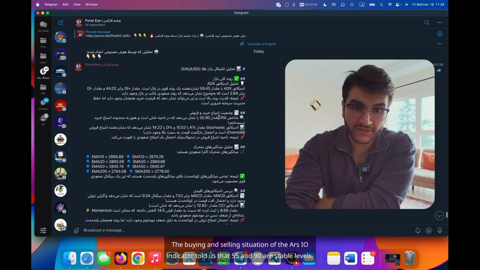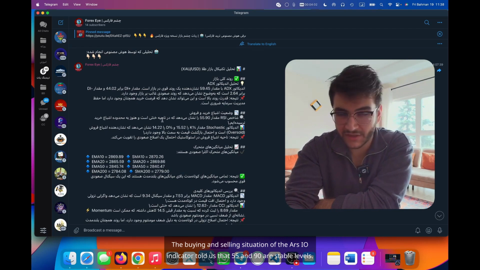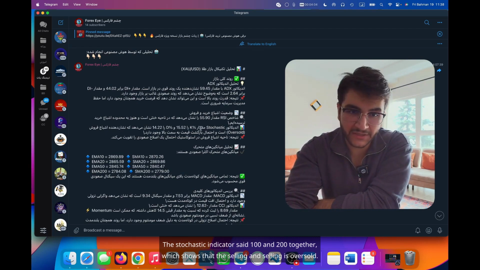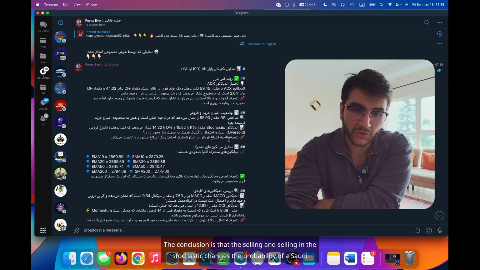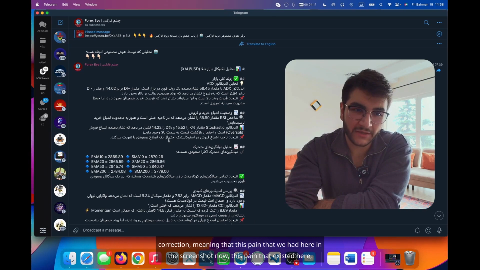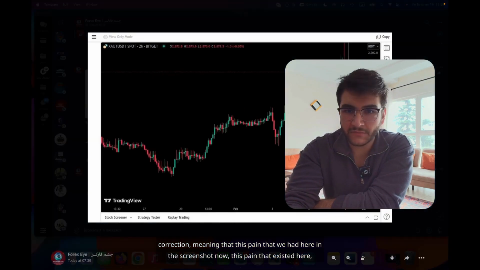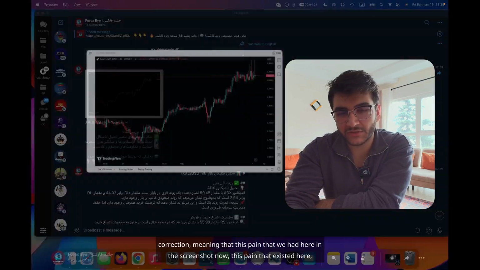The overbought and oversold situation of the RSI indicator told us that 55 and 90 are stable levels. The stochastic indicator said 100 and 200 together, which shows that it is overbought. The conclusion is that the overbought condition in the stochastic changes the probability of a bullish correction, meaning that this pain that we had here in the screenshot now, this pain that existed here caused.